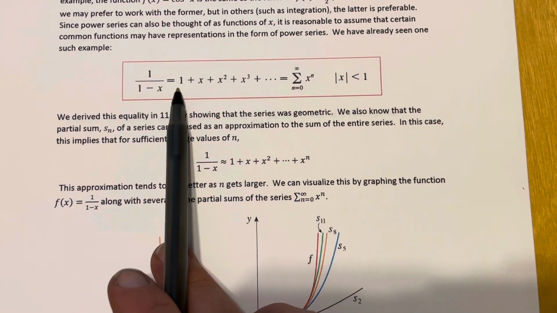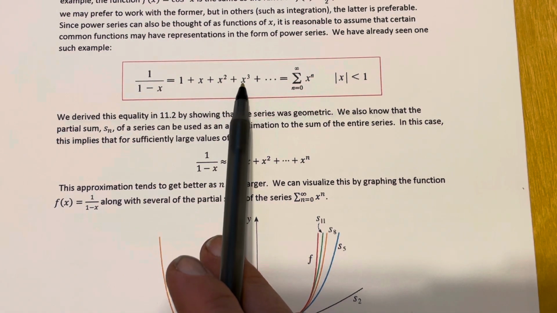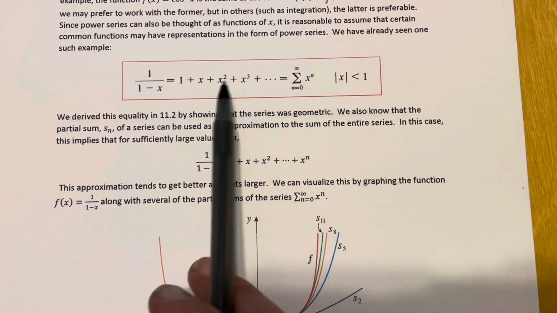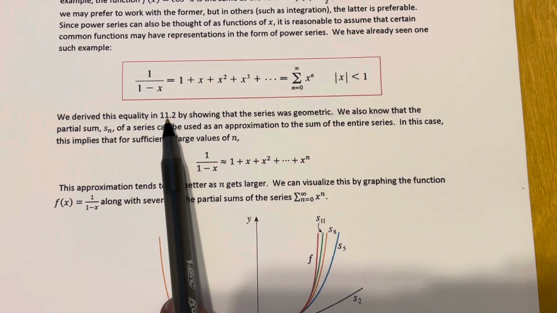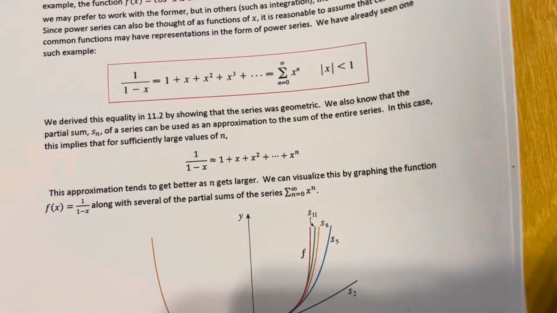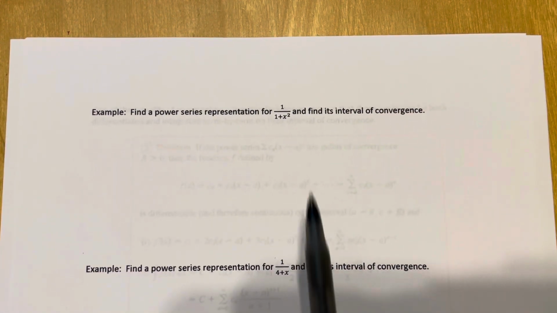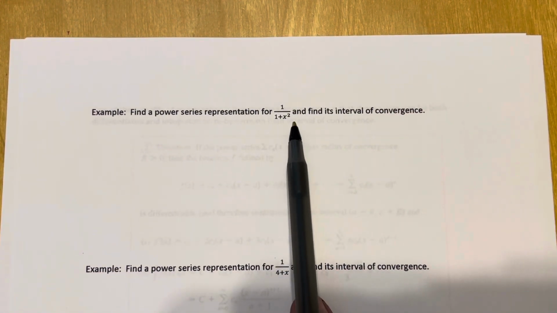1 over 1 minus x is equal to 1 plus x plus x squared plus x cubed plus so on and so forth, until infinity, basically. All right, let me show you some examples where we use that representation. So I want to come up with other power series for other functions. This is 1 over 1 plus x squared.